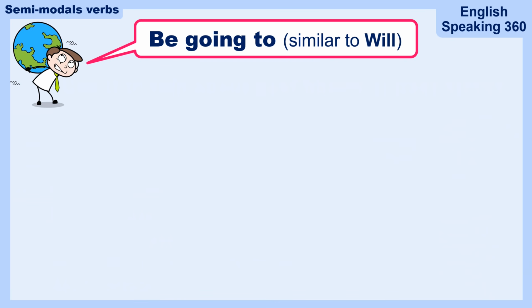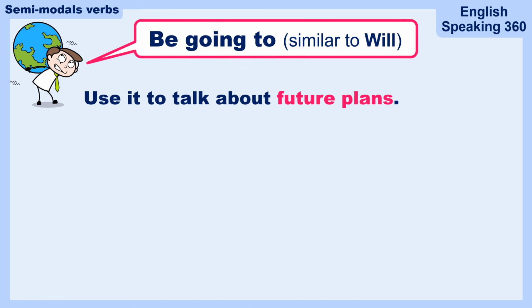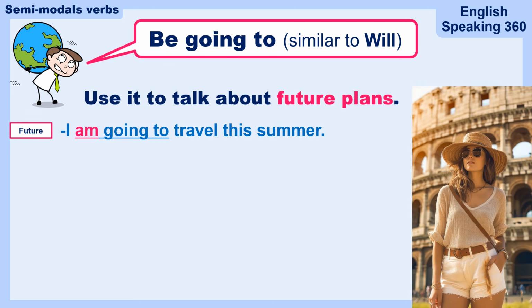Be going to. Now, be going to is very similar to will, so you are probably very familiar with it. Use it to talk about future plans. Watch out, not for all future tenses, but future plans. For example, I'm going to travel this summer. I am going to travel this summer is future. I know you are looking at I am and maybe you think, oh teacher, that is the present tense. No, it's I am going to, and that has a future meaning.